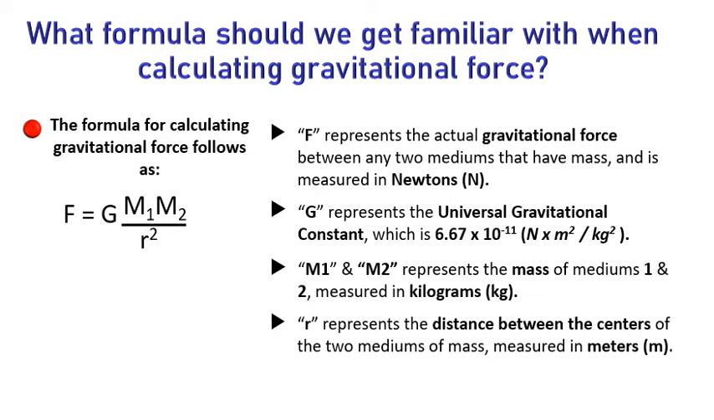The formula for calculating gravitational force is as follows: the gravitational force is equal to the universal gravitational constant times mass 1 times mass 2 divided by distance squared, in which F represents the actual gravitational force between any two mediums that have mass and is measured in newtons, or N. G represents the universal gravitational constant, which is 6.67 times 10 to the minus 11 newtons times meter squared divided by kilogram squared. M1 and M2 represent the mass of mediums 1 and 2 measured in kilograms, or kg. R represents the distance between the centers of the two mediums of mass, measured in meters.